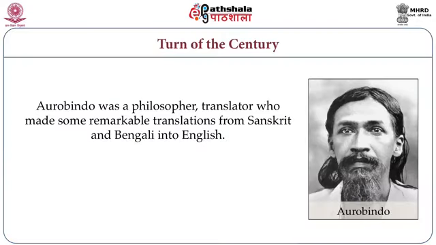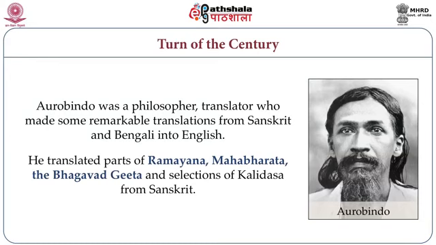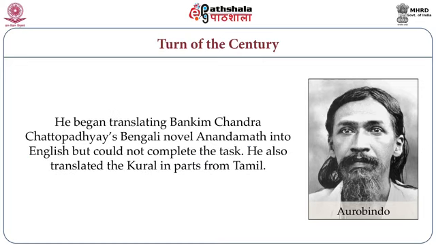Now let us talk about the turn of the century. Aurobindo was a philosopher and translator who made some remarkable translations from Sanskrit and Bengali into English. He translated parts of the Ramayana, Mahabharata, the Bhagavad Gita and selections of Kalidasa from Sanskrit. He began translating Bankim Chandra Chattopadhyay's Bengali novel Anandamath into English but could not complete the task. He also translated the Kural in parts from Tamil.